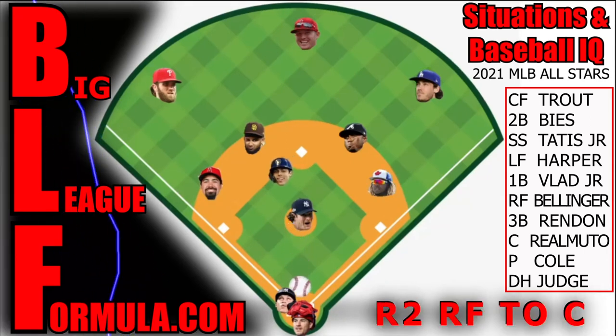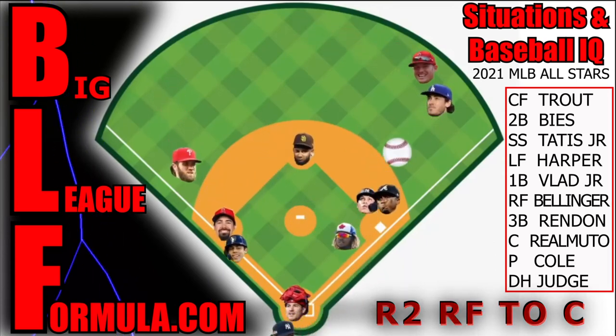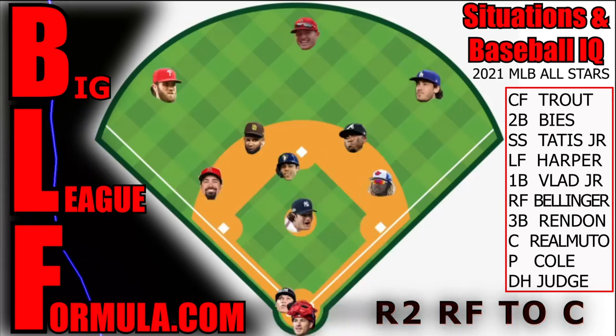Situations, baseball IQ. Runner on second base. Hard hit ground ball right at the first baseman, between his legs to the right fielder. He's coming up throwing to home. Bam, they still get him. What a play. All right.